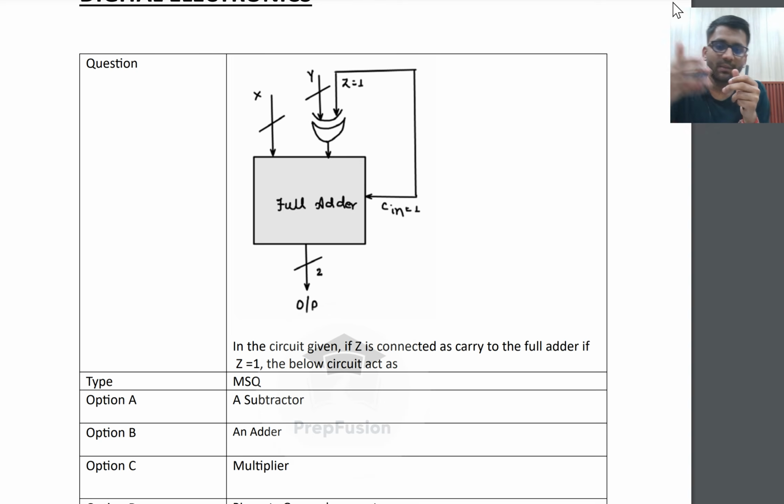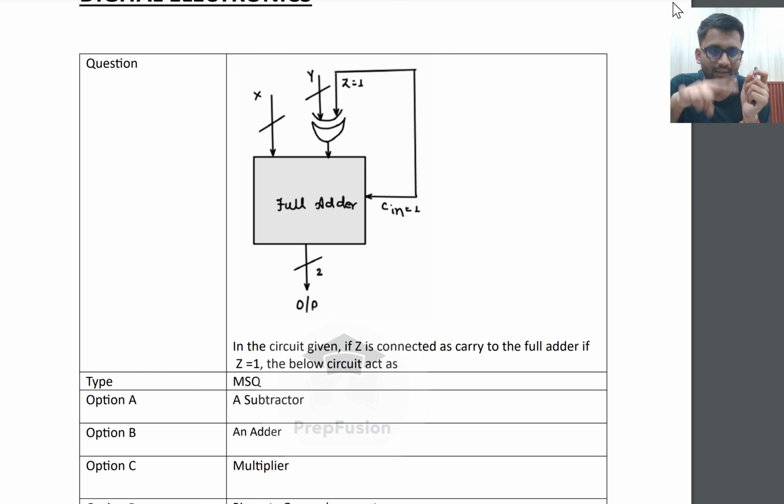But if it is an array, what do I mean by array? X can take 3 bits, X can take 4 bits, Y can take 3 bits, Y can take 4 bits, Y can take n number of bits. So if it is an array, then what will happen? Y is XORed with 1, that means Y bar. So X will be added with Y bar plus 1. Y bar plus 1 will be the 2's complement of Y. So to X you are adding the 2's complement of Y, that means it is acting as a subtractor.